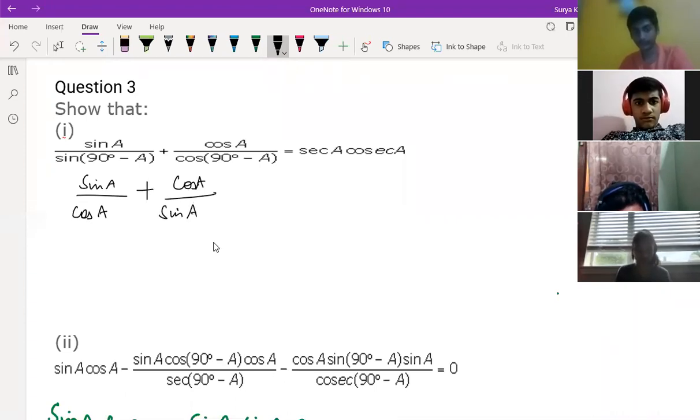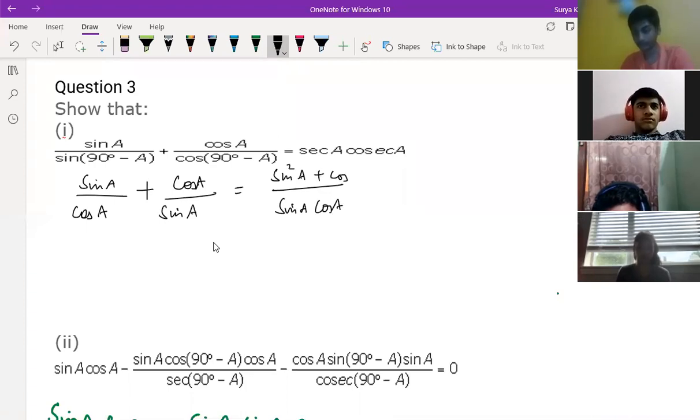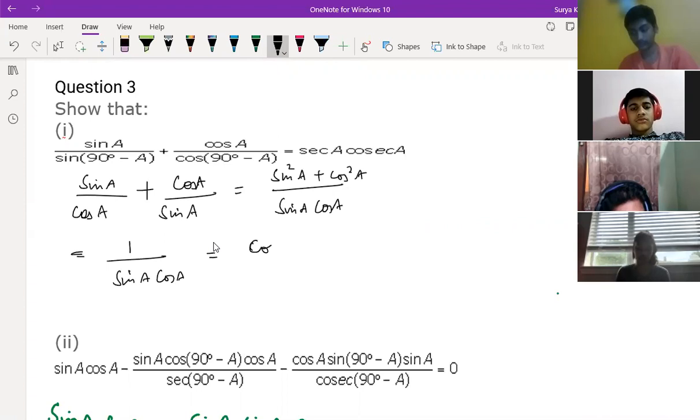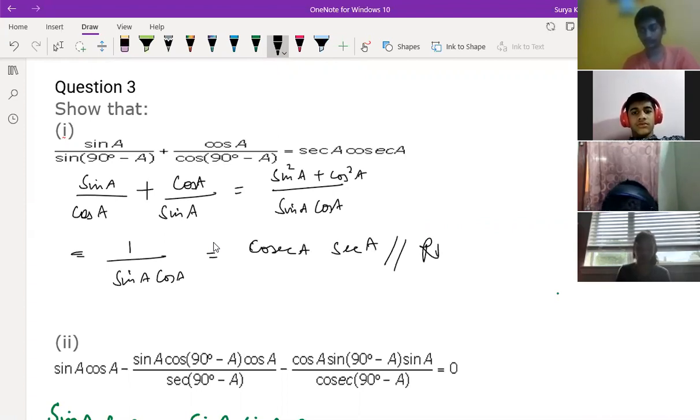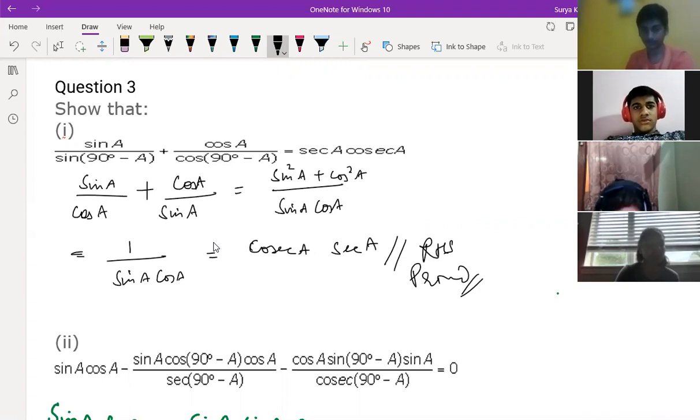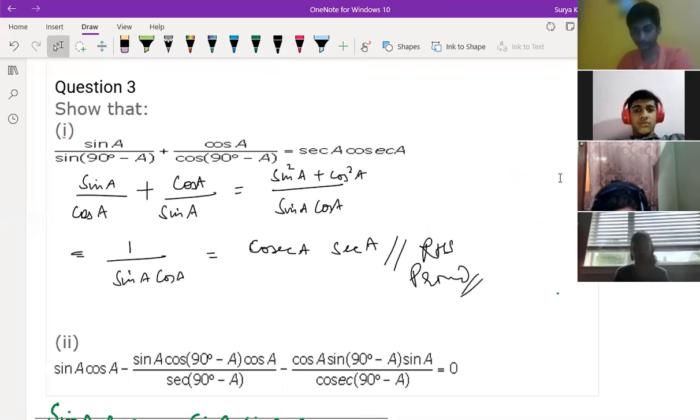Is it clear? So here you can take LCM sine A cos A. Here you can write sine square A plus cos square A. So that we can write it as 1 divided by sine A cos A. And we can write 1 by sine A is cosec A, and 1 by cos A is sec A. This got RHS proved. Is it clear, Ananya? Yes, sir.